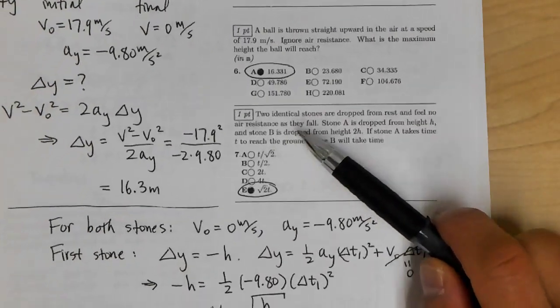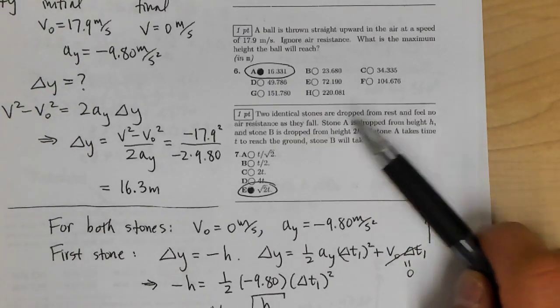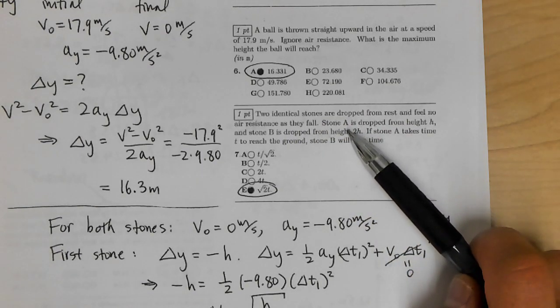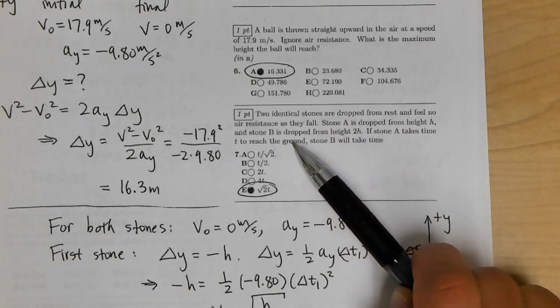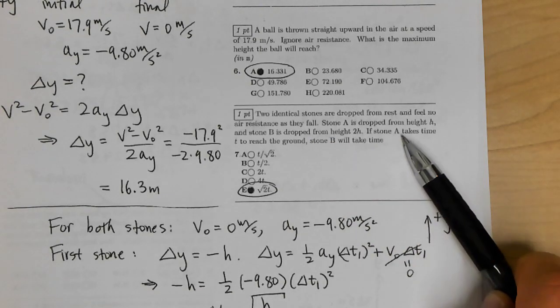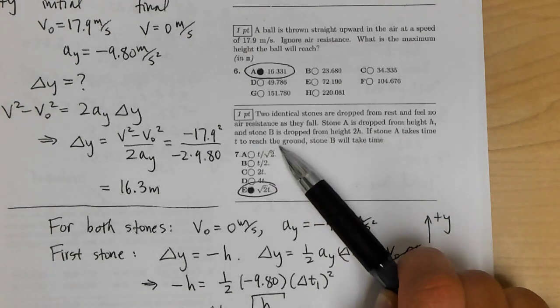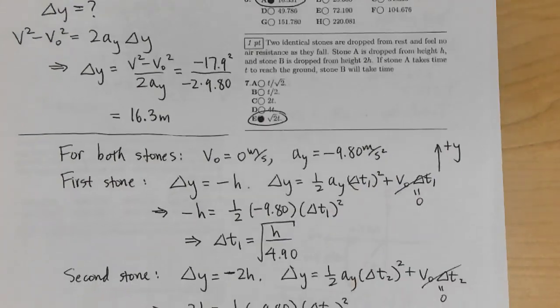Now, next one. Two identical stones are dropped from rest and feel no air resistance as they fall. Stone A is dropped from height h. Stone B is dropped from height 2h. If stone A takes time t to reach the ground, stone B will take what time?